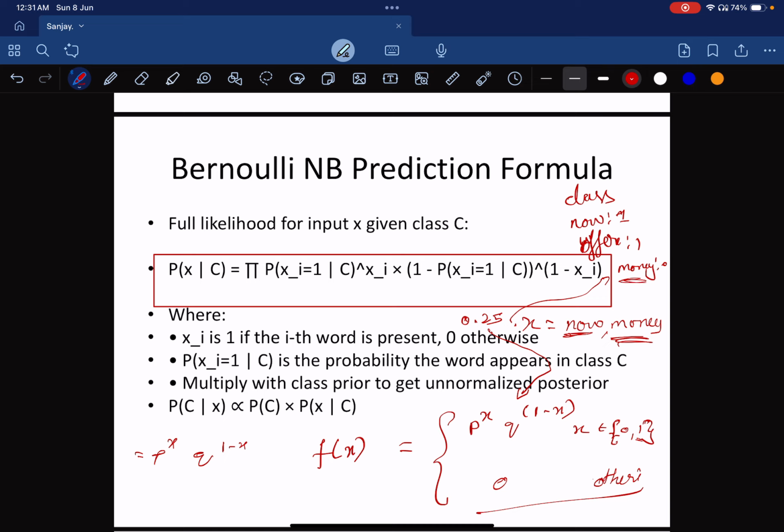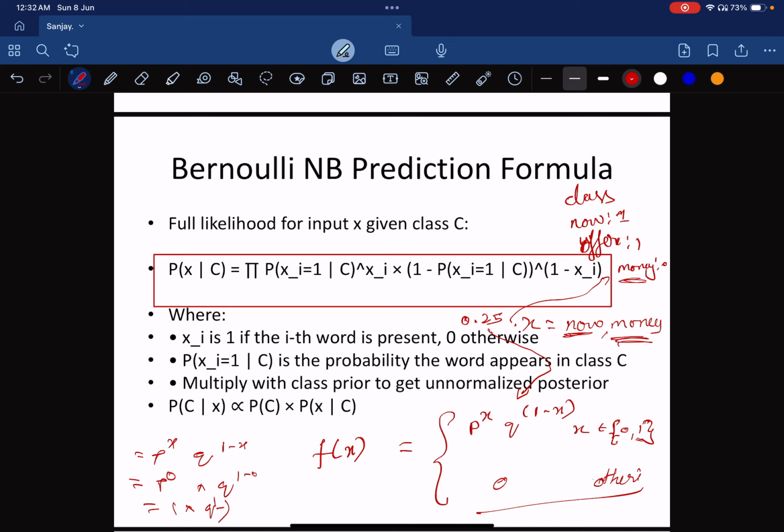So the x will be 0. If you substitute x equal to 0 in this equation, P of 0 into Q of 1 minus 0, that is Q of 1, and P to the power 0, anything to the power 0 is 1, that is 1 into Q. As I told, Q is the failure rate, right? It will take the failure rate of that class.